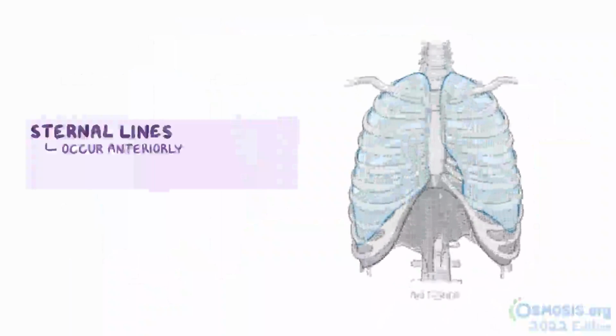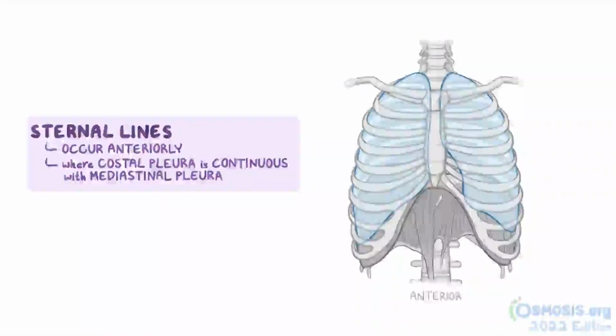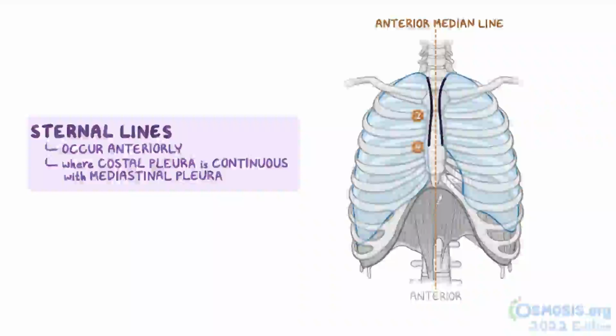The sternal lines of reflection occur anteriorly at the point where the costal pleura is continuous with the mediastinal pleura. They start superiorly from the cupula and descend inferior-medially, pass posterior to the sternoclavicular joints, and meet at the anterior median line, at which point they descend together between the levels of costal cartilages 2 through 4, and then they split up again. At this point, the sternal lines become asymmetrical, because the heart is positioned more to the left, so it leaves a bigger impression on the left lung.